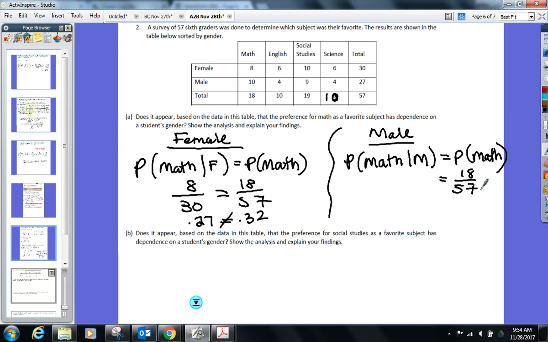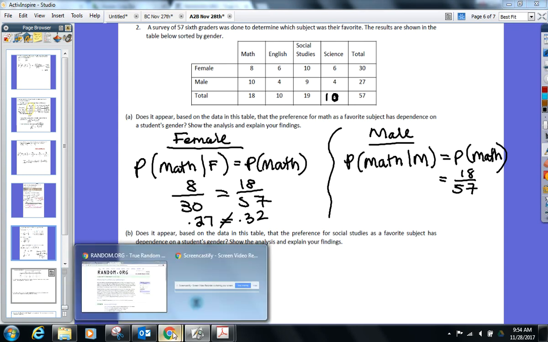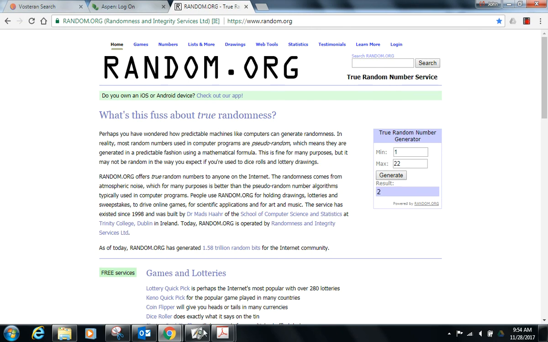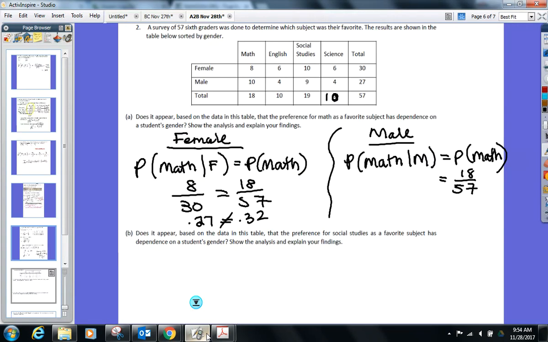What about this probability now, that you prefer math given you're male? Here we go. Who's got 2? Not here. I have surgery. 9. Who has 9? How many males are there? There are 27 males, and how many prefer math? 10. I have no idea, I've got to do the decimal equivalent. So 10 out of 27 is 0.37. And we already said that was 0.32.